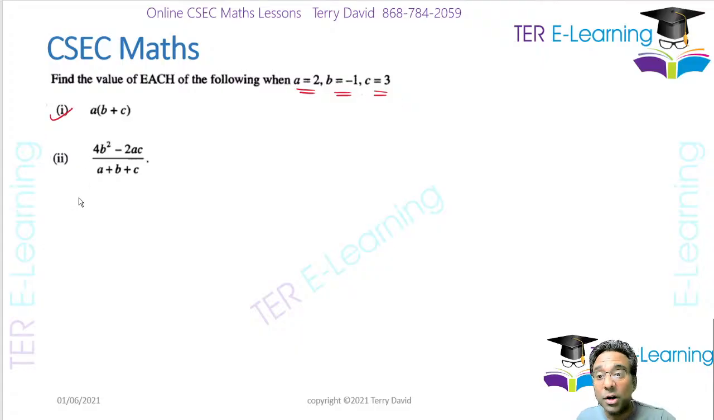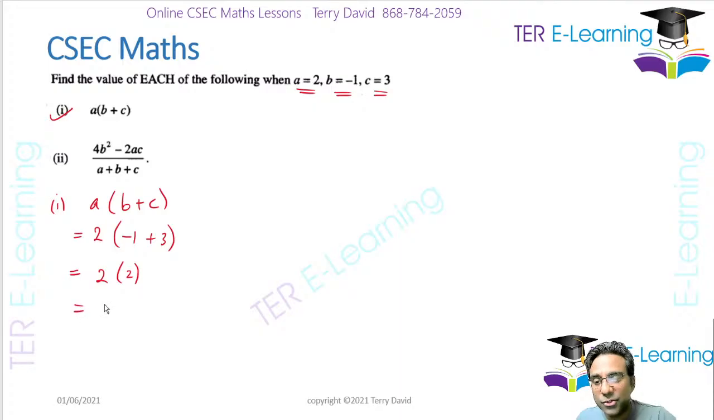And the first part, they want us to work out: a multiplied by b plus c. You know what a is? a is 2, multiplied by b plus c, where b is minus 1 plus c, which is 3. Therefore, we can't do anything with the 2, but you need to simplify the bracket. Minus 1 plus 3 is going to give me 2. So 2 by 2 gives me 4 as my answer. So that's my answer for part 1. All I've done is substitute what a is, what b is, and what c is into this expression. That's all I've done. Nothing fancy.